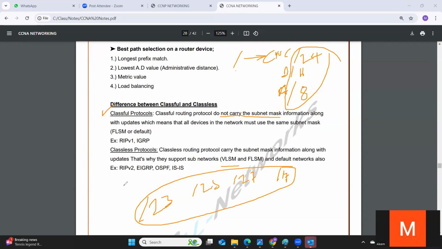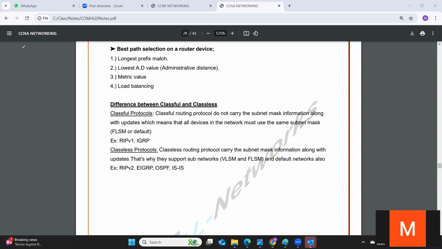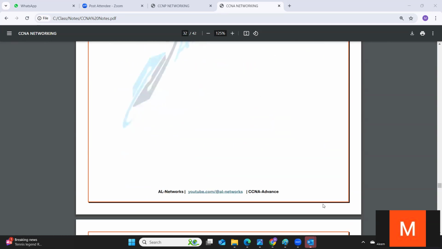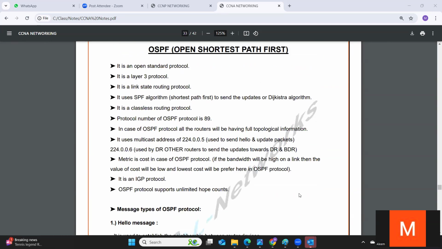So here we have OSPF also. OSPF is also a classless routing protocol. It's a good thing actually. It will carry the subnet mask. So that is what. Fine. Go through this, it's an important thing, classless and classful.